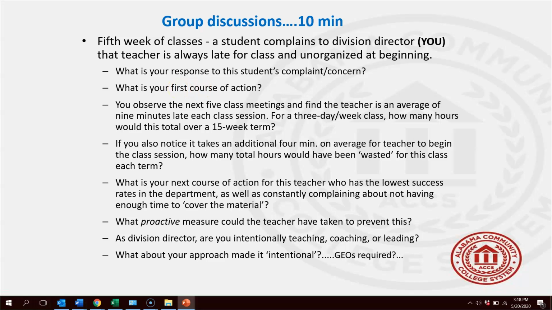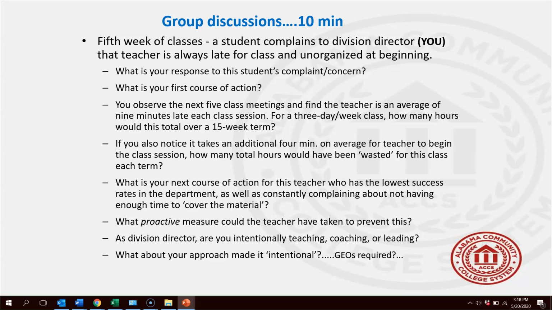Because we all know that anything the student says is gospel, right? So that's the whole point. How do you know that's accurate? You don't. And that's why number 3 bullet here, observe the next 5 or 6 class meetings. Just see if this is correct.